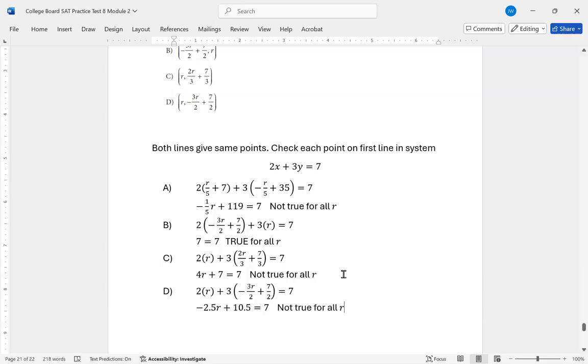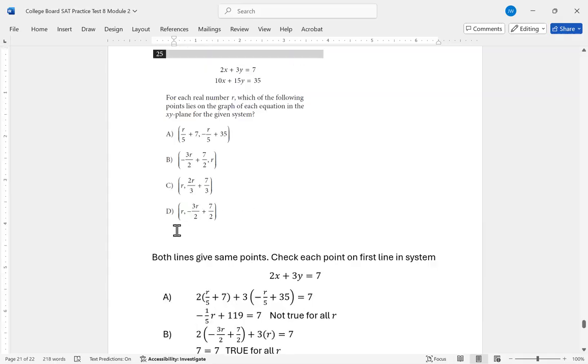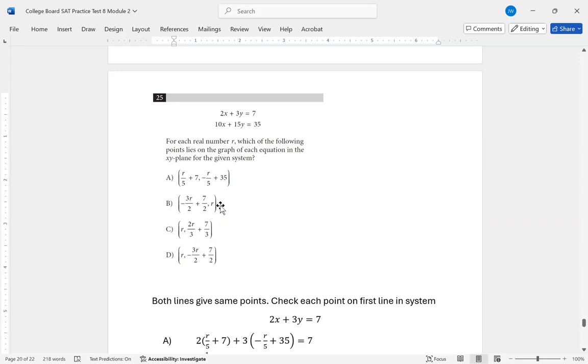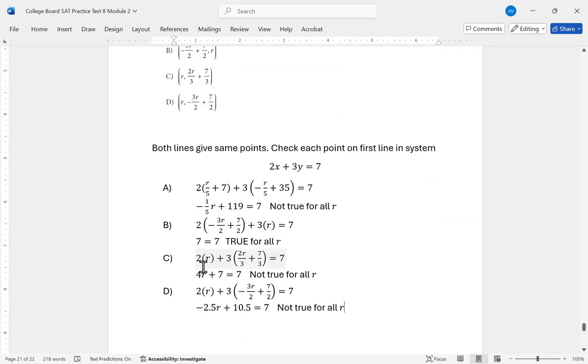And so the only one that was true for all r is option B. And so option B is the correct answer for 25. Like I said, once we knew that B was the correct answer, we could have stopped there. But sometimes it's nice to check all 4 just to make sure that I did not make a calculation mistake in my processing.